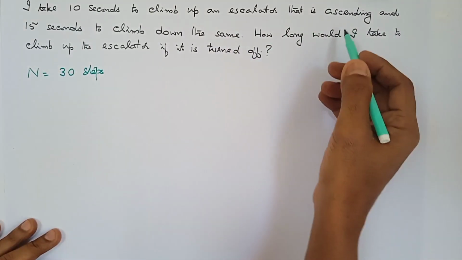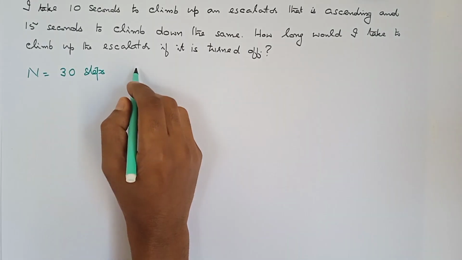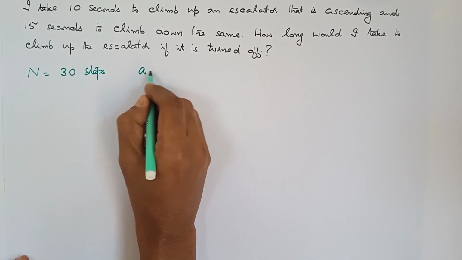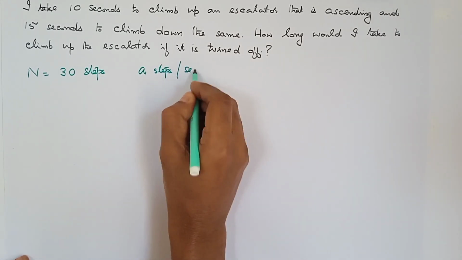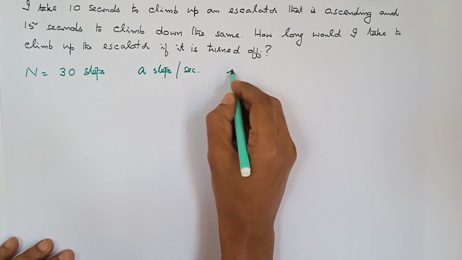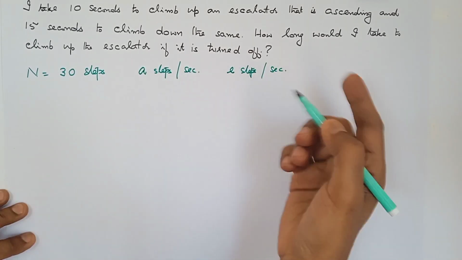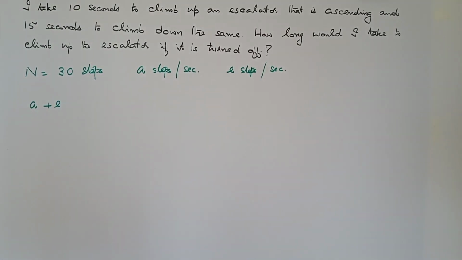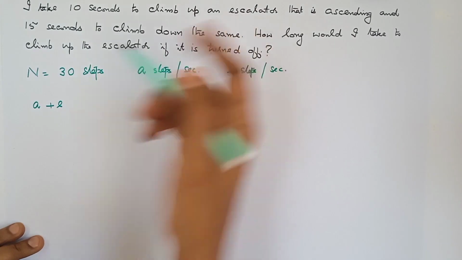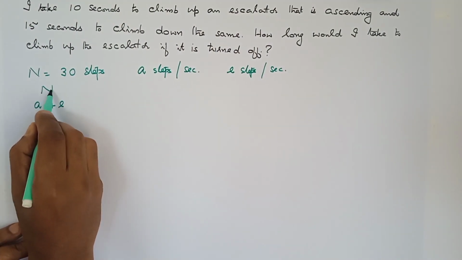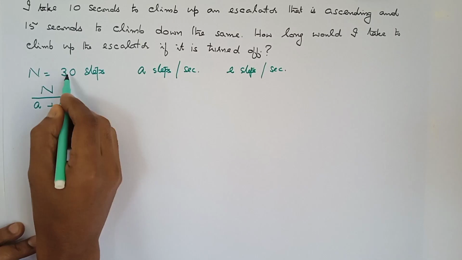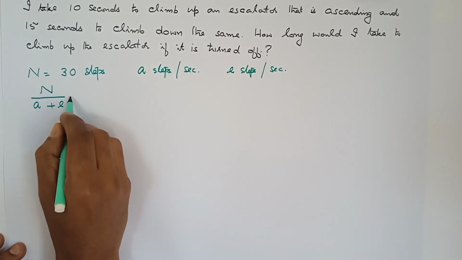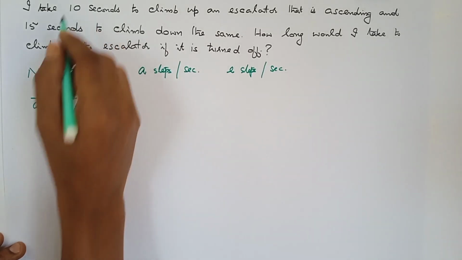I'm climbing up an escalator that's ascending. That means I'm covering a few steps per second. Let it be, we don't know what it is. Let A steps per second be my speed and E be the speed of the escalator. Every 1 second, the total steps covered will be A plus E. So this is my effective speed when going up the escalator, and N is the total number of steps, which we have assumed to be 30. I will substitute. So this is the distance, this is the effective speed. Distance by speed, as you know, is the time, which is given to be 10.